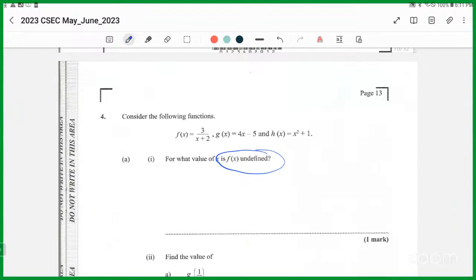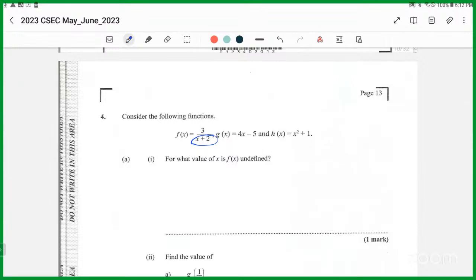What value of x cannot be in the domain of f? What value of x cannot work on the function? It's the value of x that will make the denominator equal 0. You cannot divide by 0. The function becomes undefined when the denominator is 0. So you don't want the denominator to become 0, and so you don't want x to be negative 2.